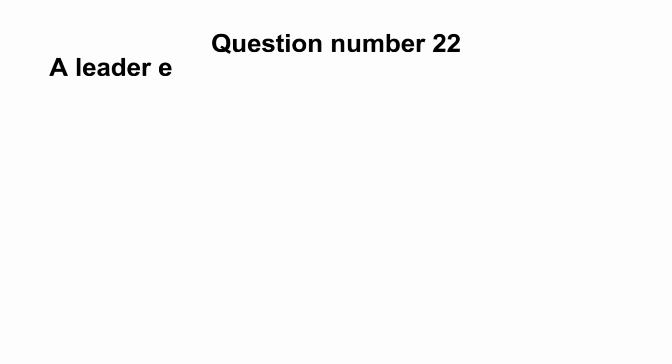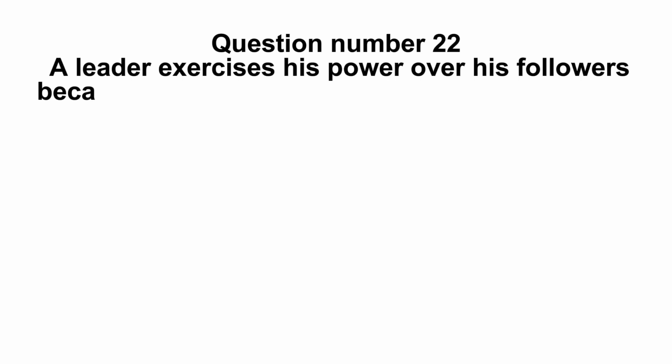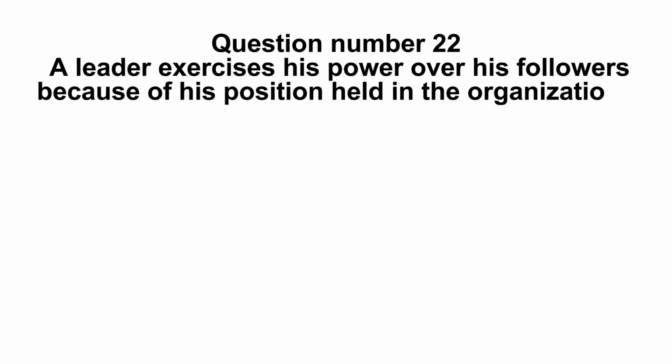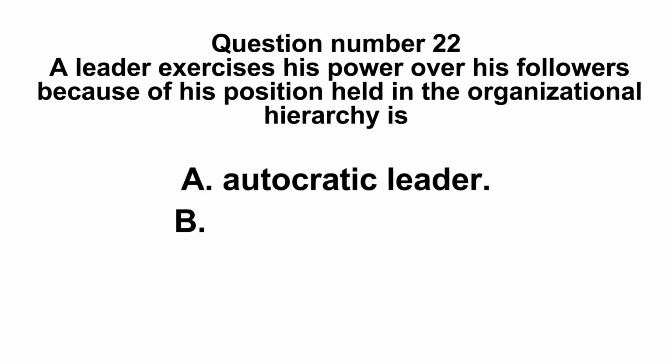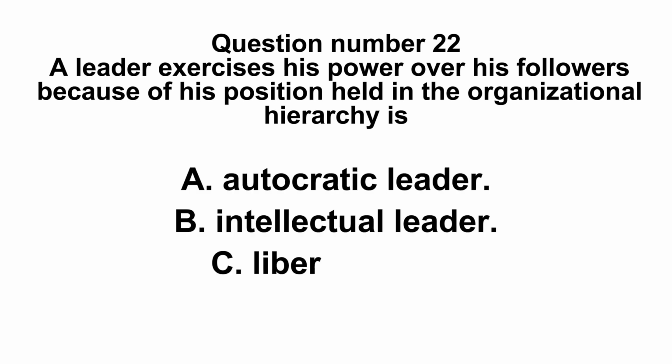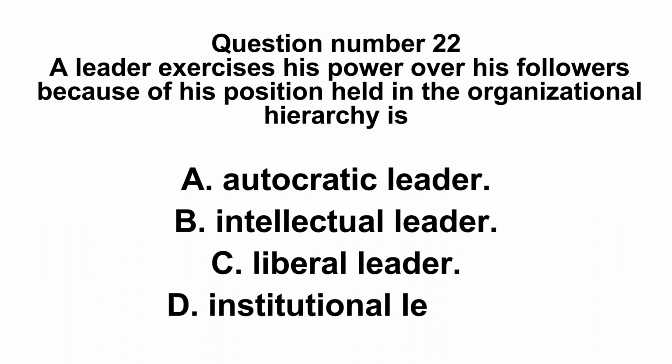Question number 22. A leader exercises his power over his followers because of his position held in the organizational hierarchy is A. Autocratic leader. B. Intellectual leader. C. Liberal leader. D. Institutional leader. And the correct answer is D.